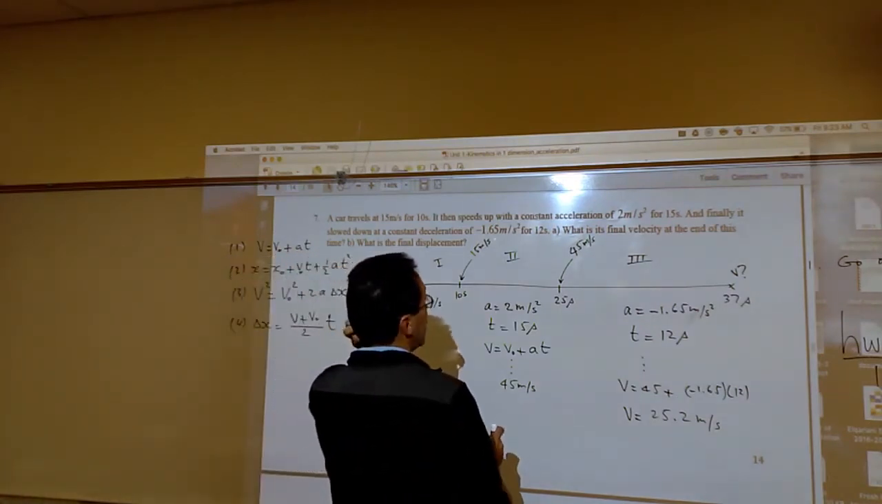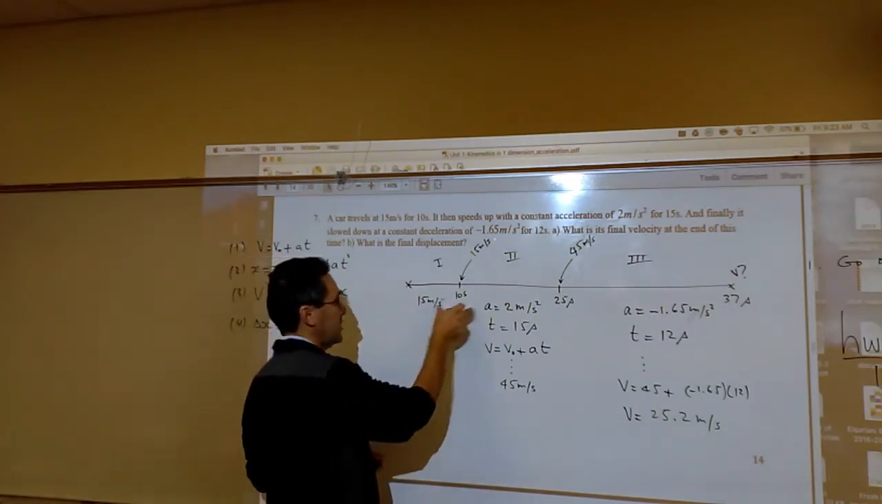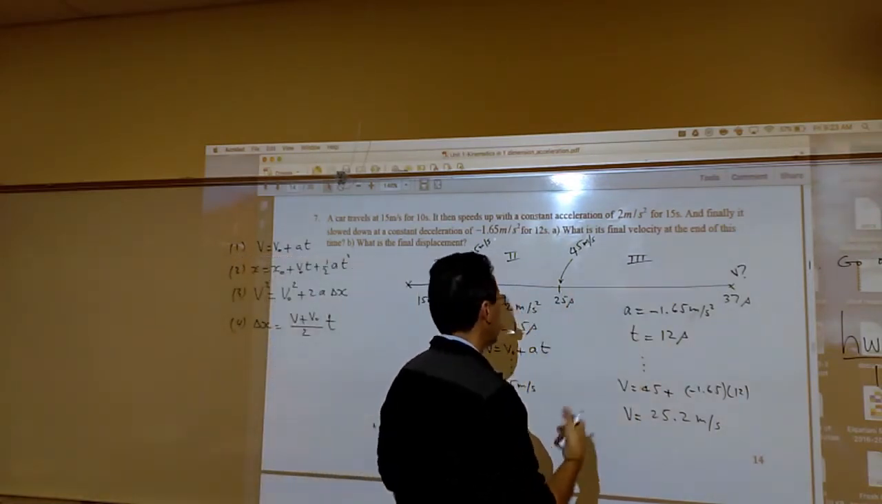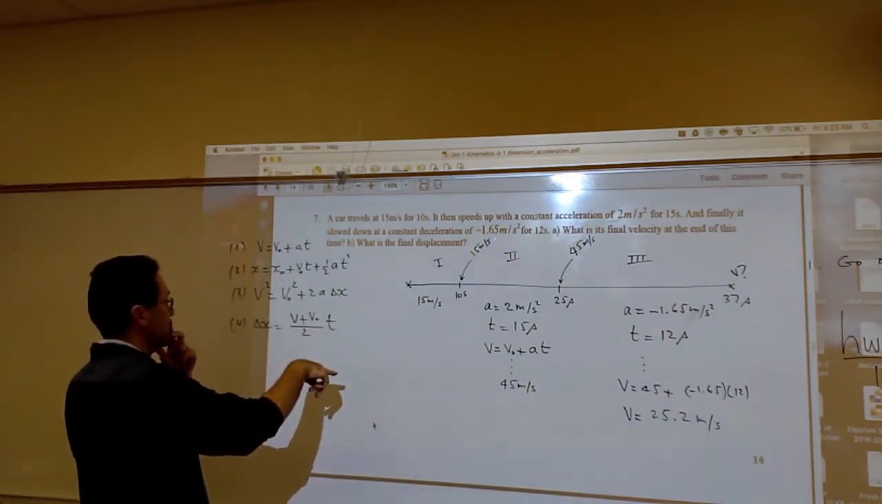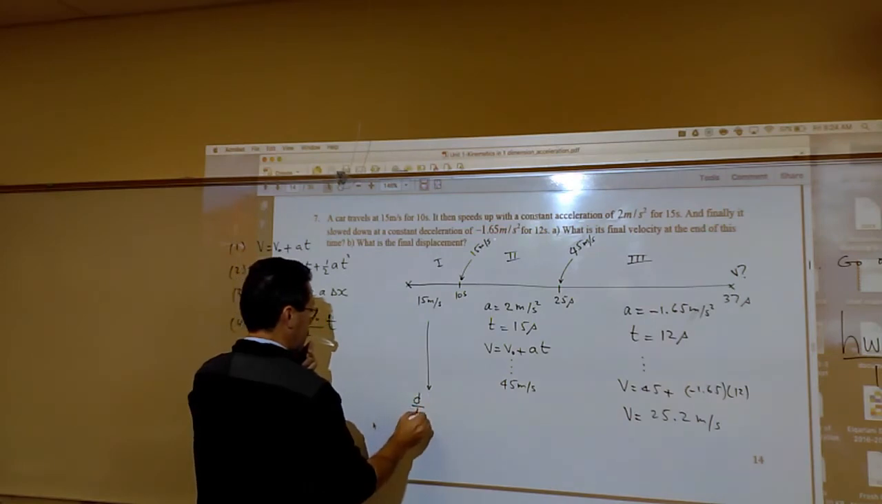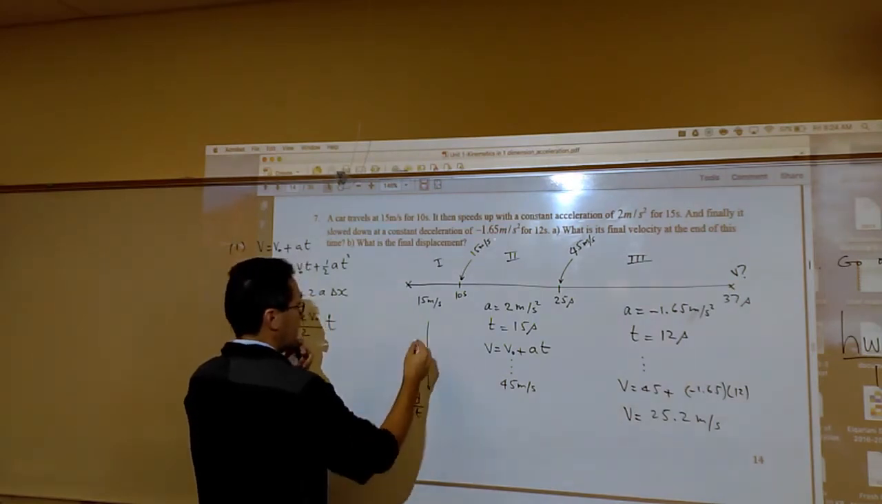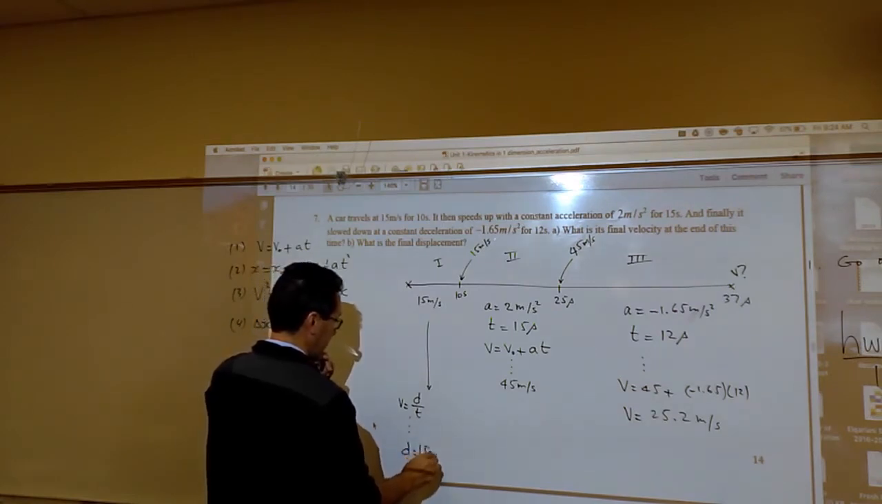Okay. What's the final displacement? So you basically just have to find this distance, and this distance, right? How do you do that? Well, since I already found the velocities, this distance is easy, right? So you're just gonna do V equals D over T. And if you do the math here, you should get 150 meters.